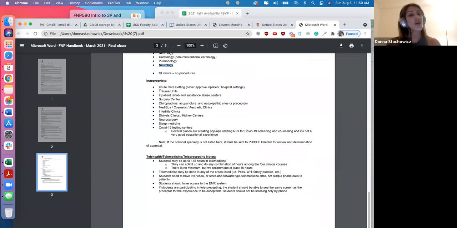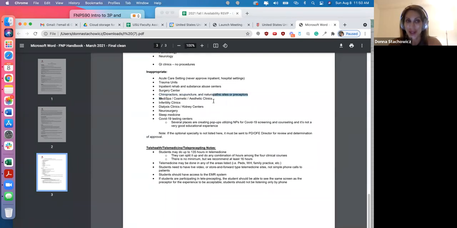Then inappropriate: no acute care settings, never inpatient, no trauma units, no inpatient rehab, no substance abuse centers, no surgery centers, no PACU. You're not learning to be an FNP by doing a pre-op where you're just doing the checklist. No chiropractors, no acupuncture, no naturopathic preceptors, no med spa, cosmetic or aesthetics. I know you want to, but no Botox, no fillers and all of that, no lasers. That's not part of the family nurse practitioner role and not part of the board exam. It's not part of our curriculum. You have to do that on your own time, but it can't be counted as hours.